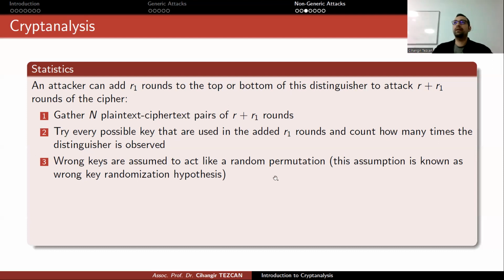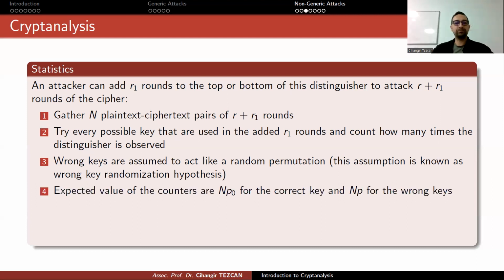So I need to make an assumption here, and the assumption is that wrong keys act like a random permutation. This is known as the wrong key randomization hypothesis. It is not correct, but it works. This is the catch.